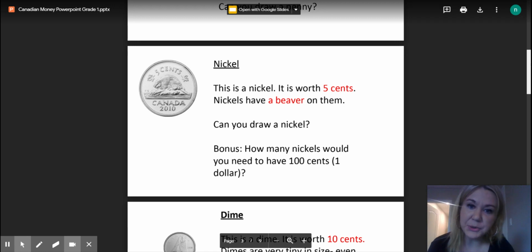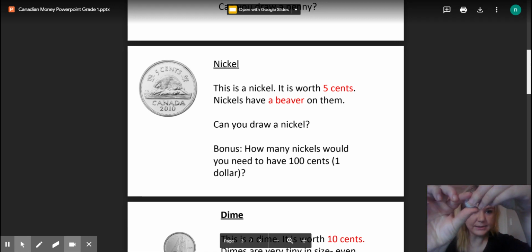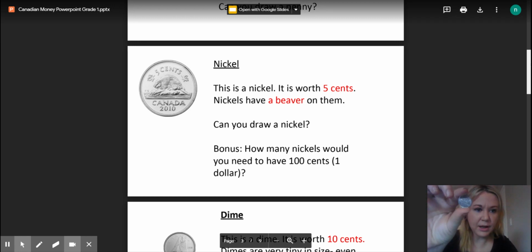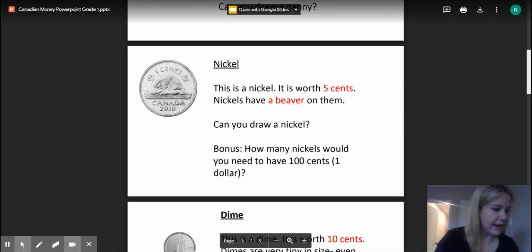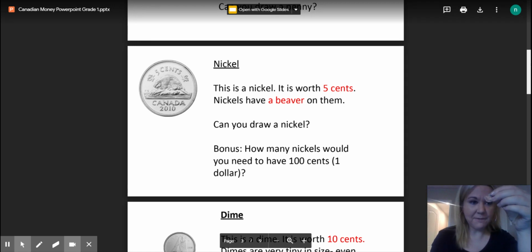And then it says, can you draw a nickel? So I will show you a nickel. Here it is. Okay, it's silver in color. And again, I would like you to try your best to draw it. I have a bunch of nickels here. Nickels are worth 5 cents, so to count them, you count by fives.